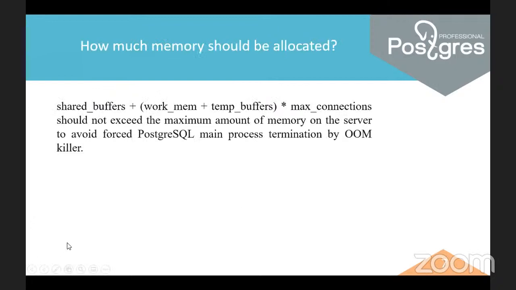So, what is the hint? We should follow this rule: the calculated value shouldn't exceed the maximum amount of memory on the server, to avoid Postgres termination by the out-of-memory killer, whose main purpose is to protect our operating system from memory leaks. When it sees that Postgres children are consuming too much memory, it terminates the Postgres main process, because it thinks that the postmaster is responsible for its children's actions.